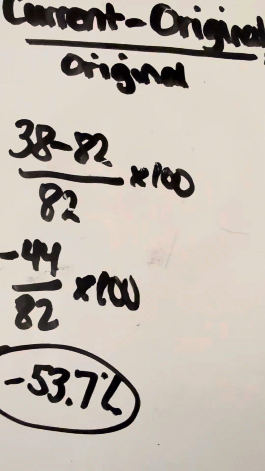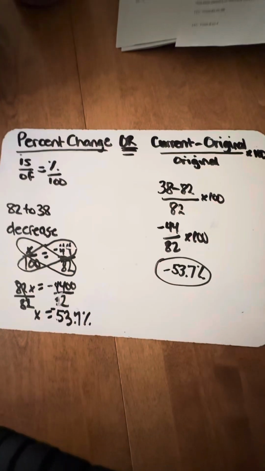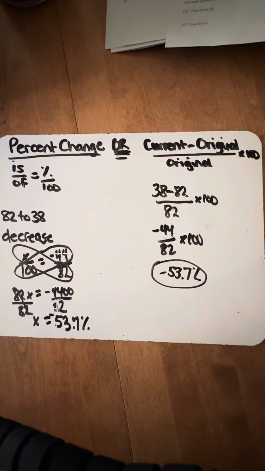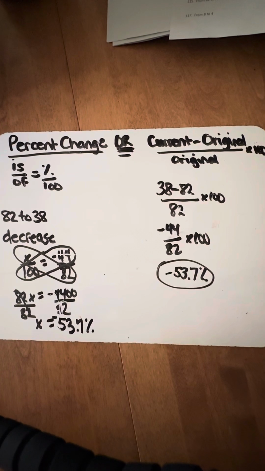So minus 53.7% is your answer. Let me know in the comments which method you prefer: the left hand percent change one or the right one, the current minus original. Let me know in the comments how you feel about that.